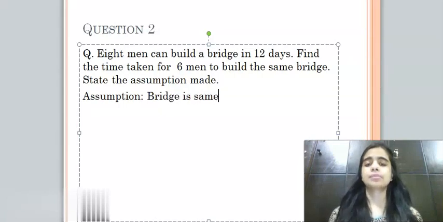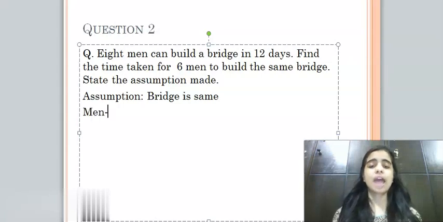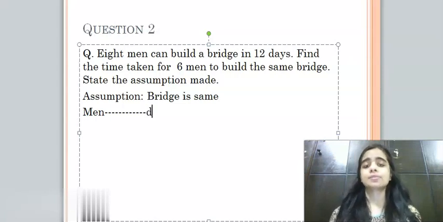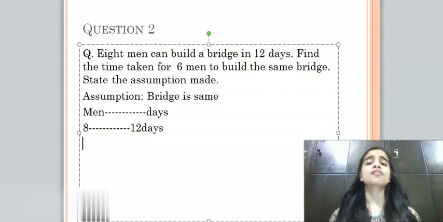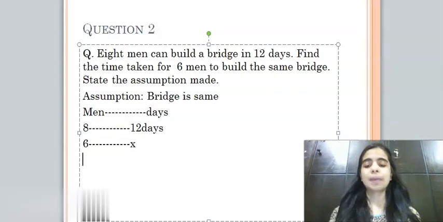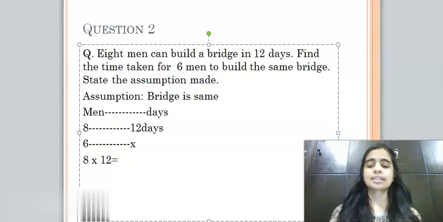Now, since this is inverse proportion, we are talking about the relationship between men and days. So, 8 men take 12 days. Find the time taken for 6 men. And what will I do? I will straight multiply. So, 8 multiplied by 12 is equal to 6x. I've kept the days as x.